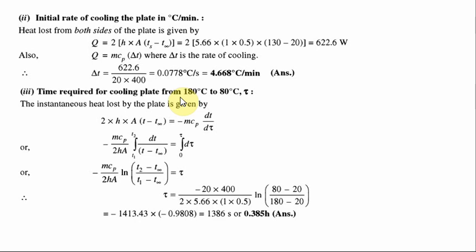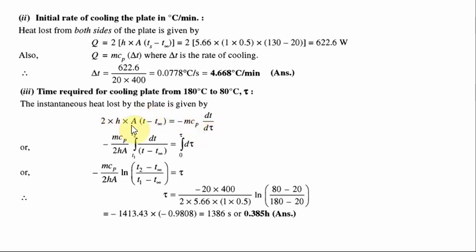Now, the time required for cooling the plate from 180 degrees Celsius to 80 degrees Celsius. To calculate this time, we have to consider two equations. The net instantaneous heat transfer from the plate is 2 h A delta T, where delta T is T minus T infinity, and T is the surface temperature of the plate. This can be equated to minus m Cp dT by d tau, where tau is the time.